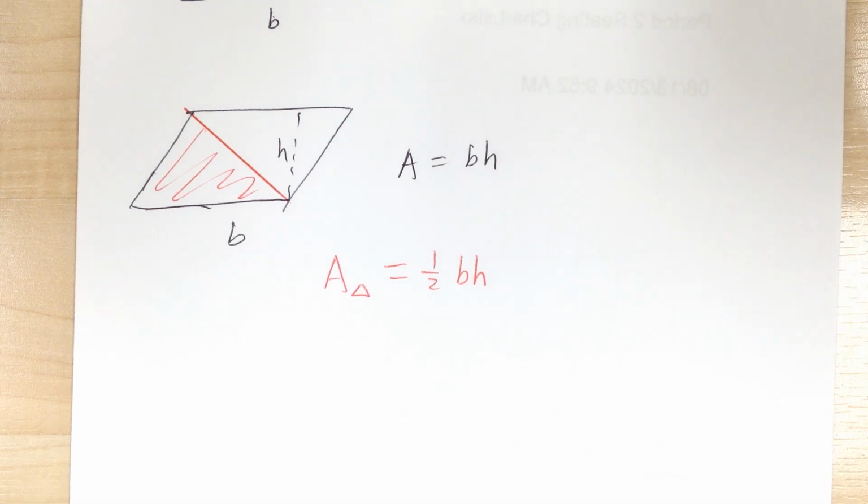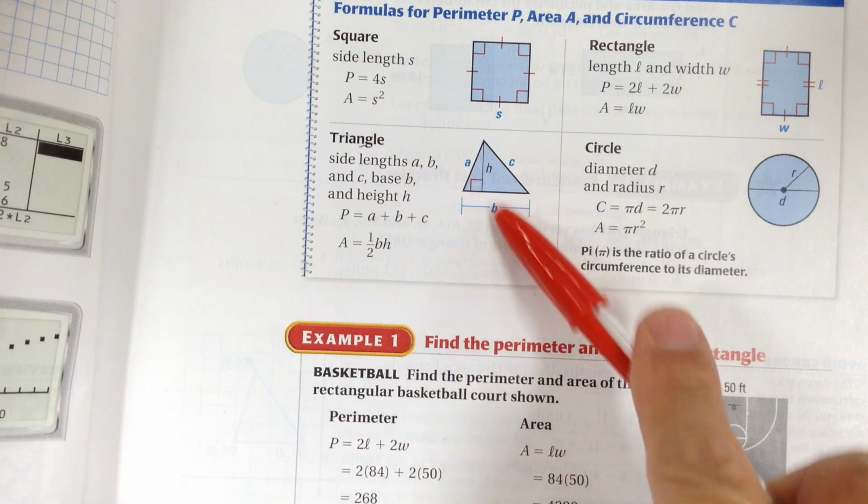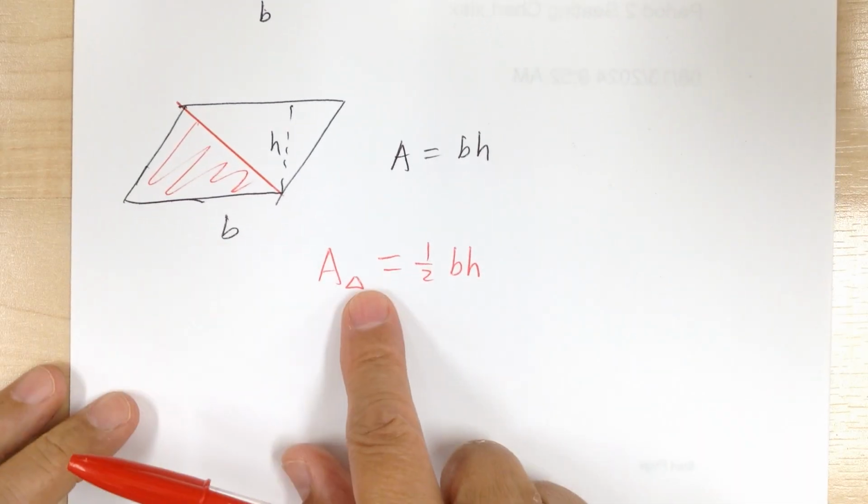So you can see why. If you look over here, you see why the area is 1/2 of the base times height, because this is half of the parallelogram. That's where the area of the triangle came from.